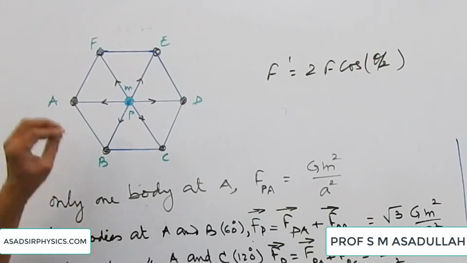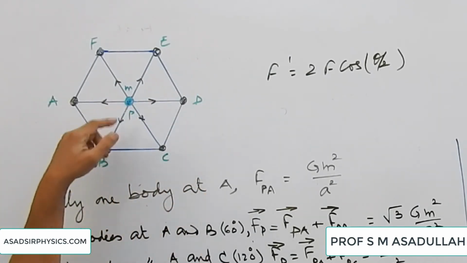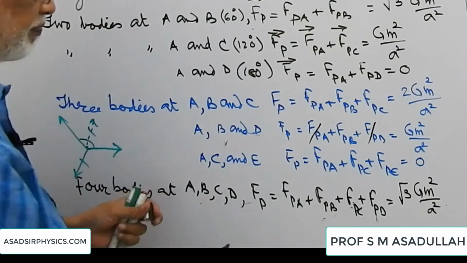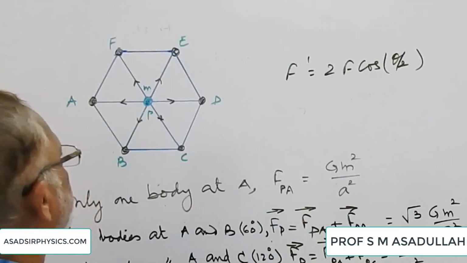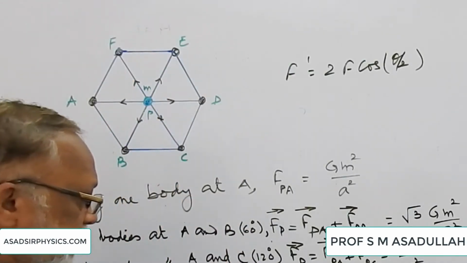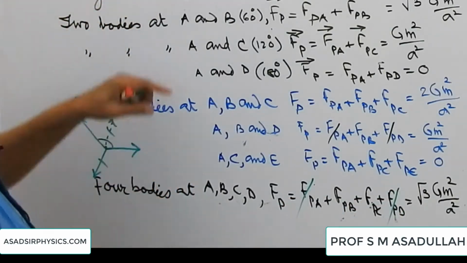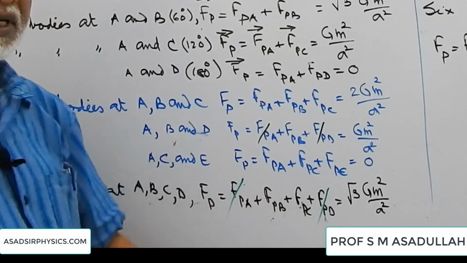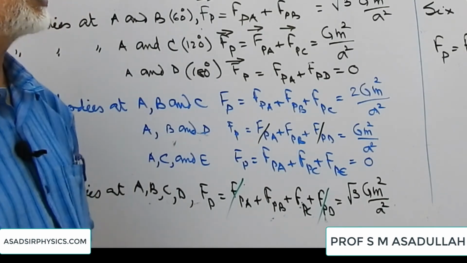After that we try with four bodies. Four bodies are kept at A, B, C, D. There are four forces FPA, FPB, FPC, FPD. Out of this, FPA and FPD will get cancelled. What remains? FPB and FPC will remain. The angle between them is 60 degrees. Therefore, the resultant is root 3 times GM square by A square.